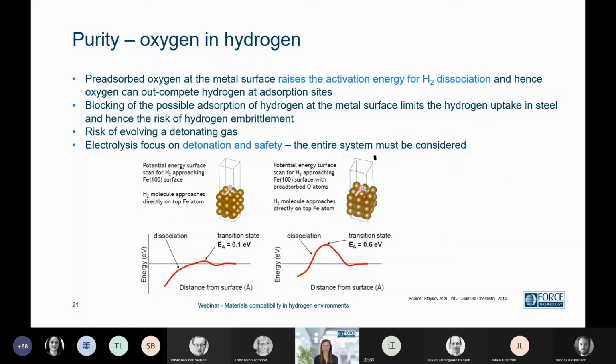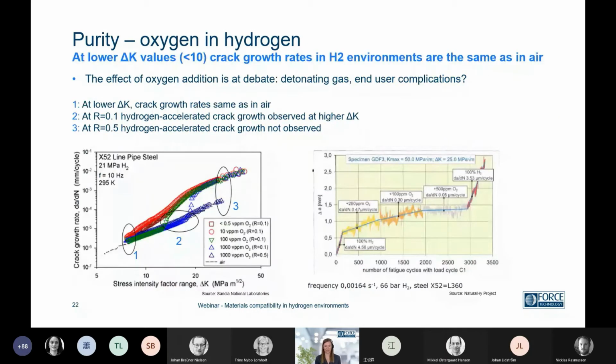However, there are more parameters to consider. If we take hydrogen and oxygen, and especially in electrolysis, there is very much a risk of evolving a detonating gas. So safety is a key issue. Another aspect is, well, at the design stresses, does it actually have an effect?